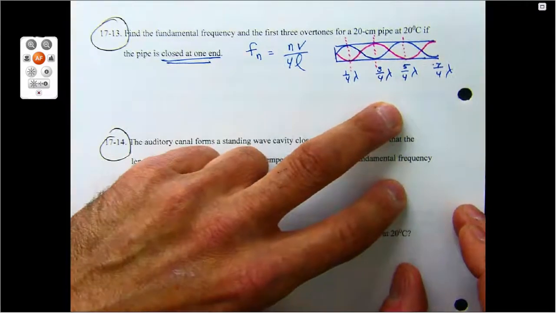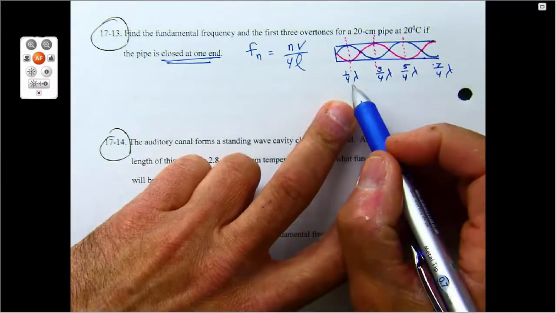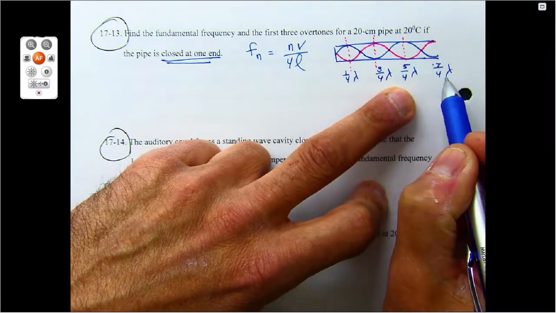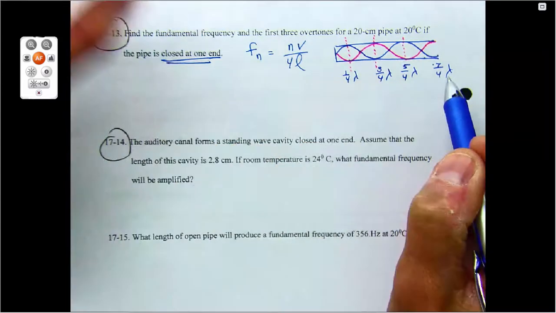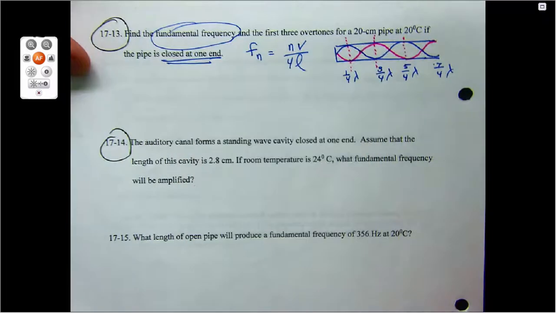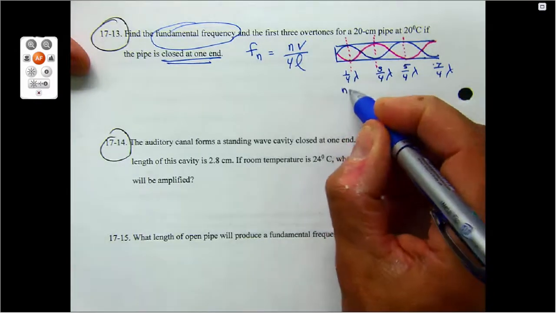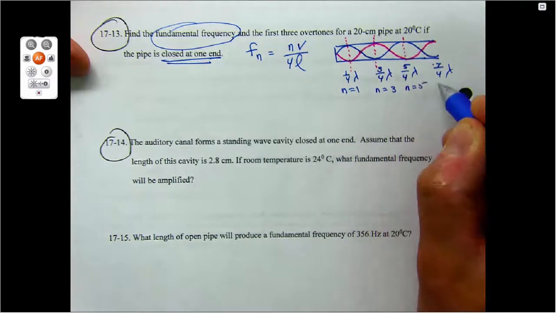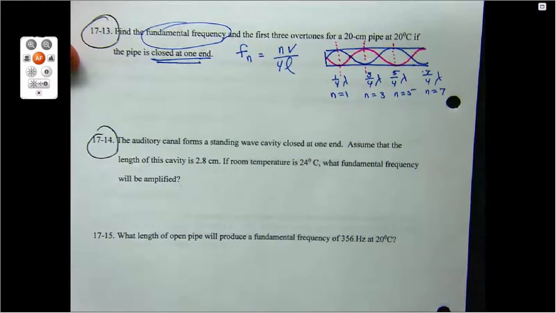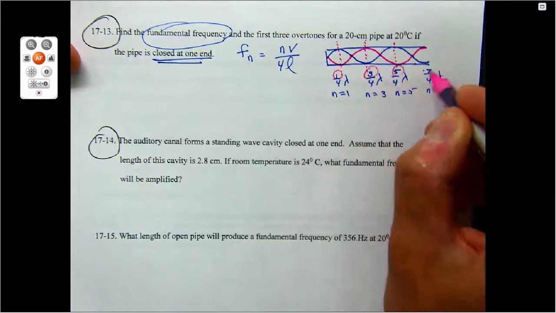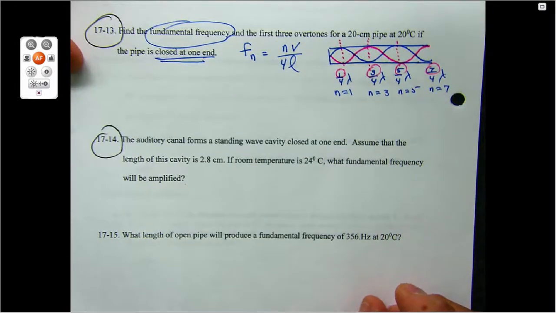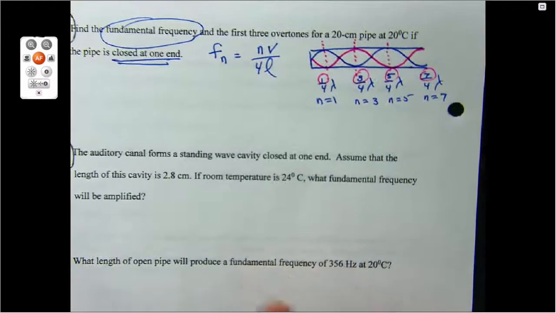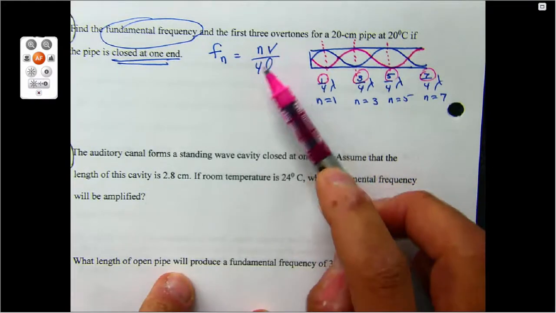Good knowing you guys. Now, this is the fundamental. First overtone, second overtone, third overtone. So it wants the fundamental frequency. So this is n equals 1, n equals 3, n equals 5, n equals 7. These are the numerators here. Oh, good review on this. These numbers are the numerators. Then the frequency would be given by this.